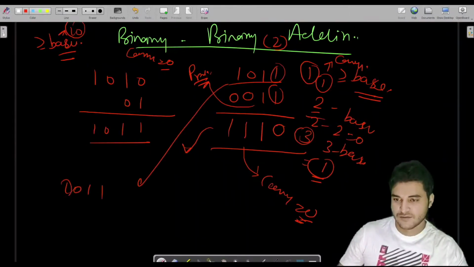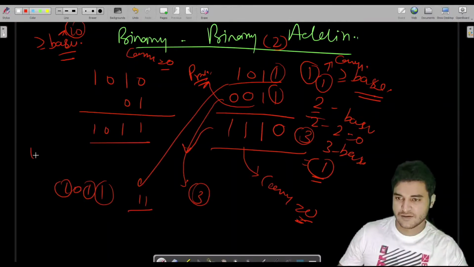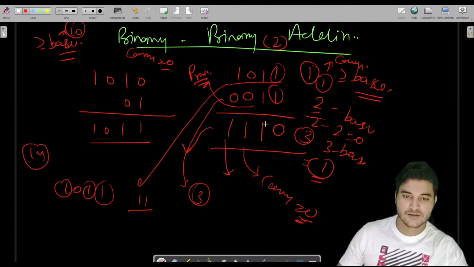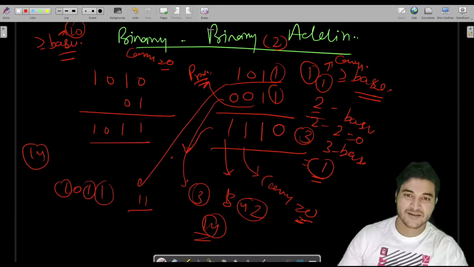So it is 8, 2, 1, so it is 11, plus 3. Yes, so 11 plus 3 is 14. So let us see the decimal of this: 8, 4 and 2. Yes, 8 plus 6 is 14. So we have done the right addition. I was just checking for my confirmation, nothing else.